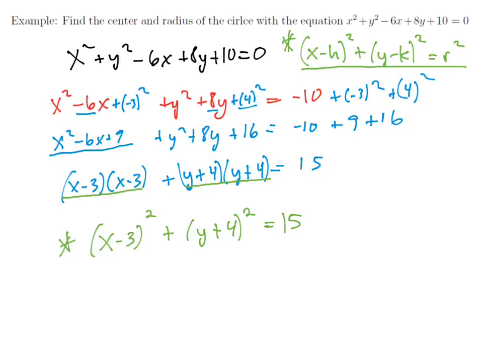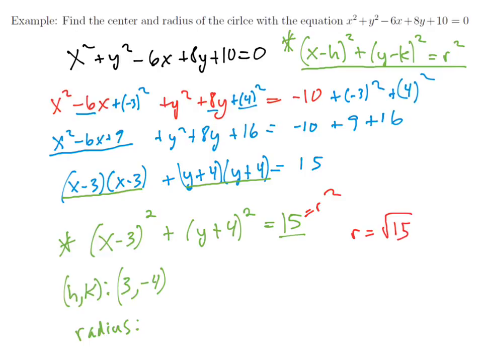Once we're in standard form, we know what the center is. The center is h, k. So the center is going to be positive 3, negative 4, and the radius is going to be, well, this is really equal to r squared here. So we don't want to know what r squared is. We want to know what r is. So r is equal to the square root of 15. So the radius here is the square root of 15, and the center is 3, negative 4.